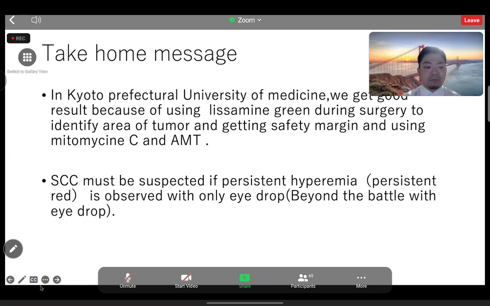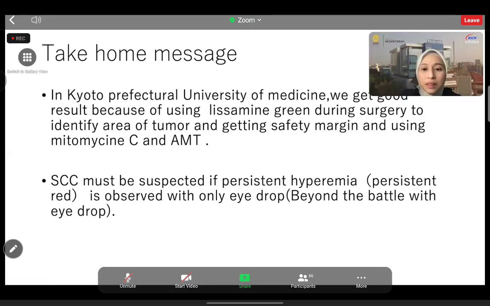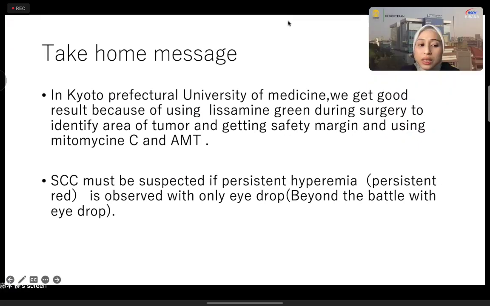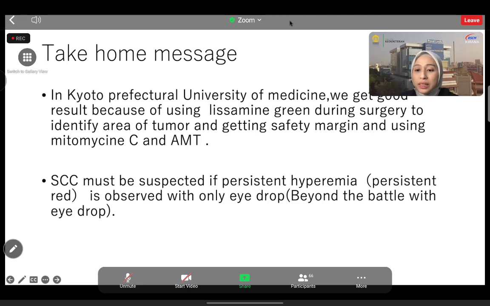Thank you, Dr. Fujimoto. It's a very good take-home message to suspect any persistent hyperemia as a tumor, right? Okay, so we move on to the next session, the commentary from panelists from Universitas Indonesia. Please, Dr. Neni or Dr. Nina.